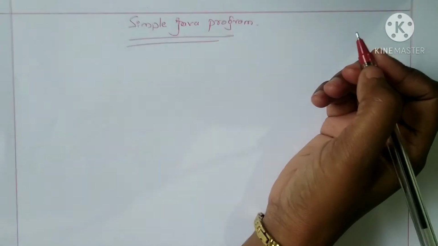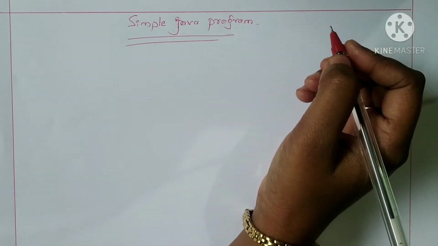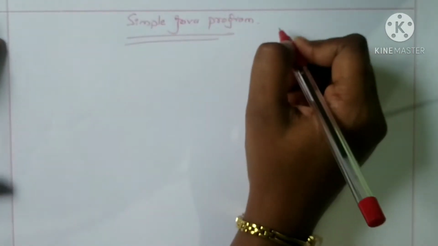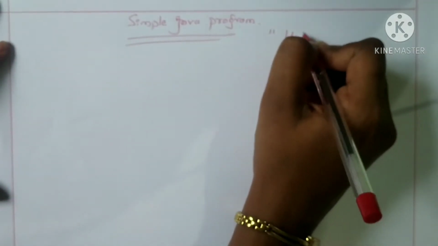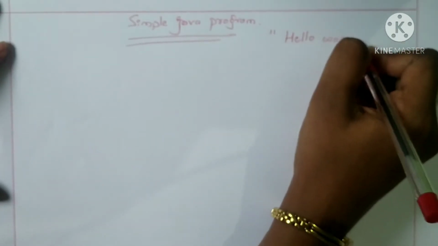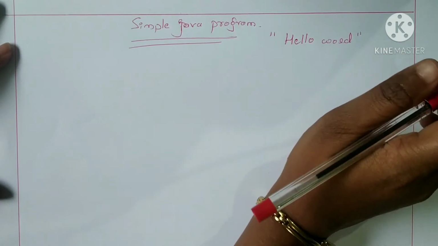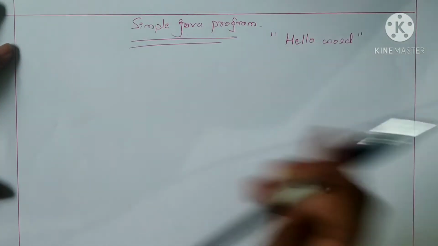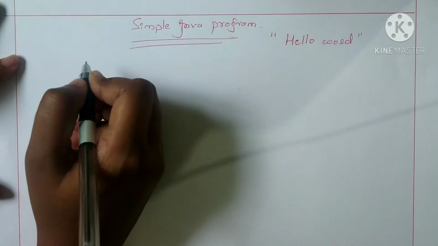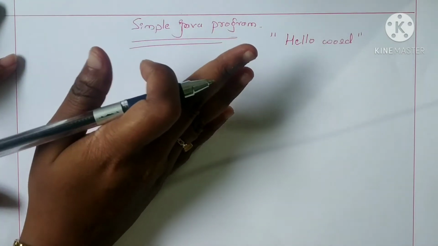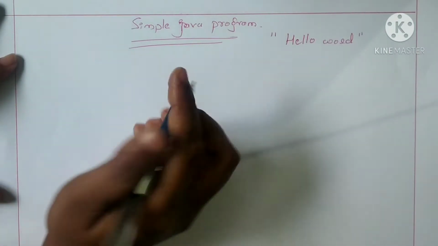In this class, I am going to teach you how to write a simple Java program. Now, we can see how to print a hello world using Java programming language. Now, we can write a program here. First, I am going to write a program. Next, I am going to explain each and every word of the program.